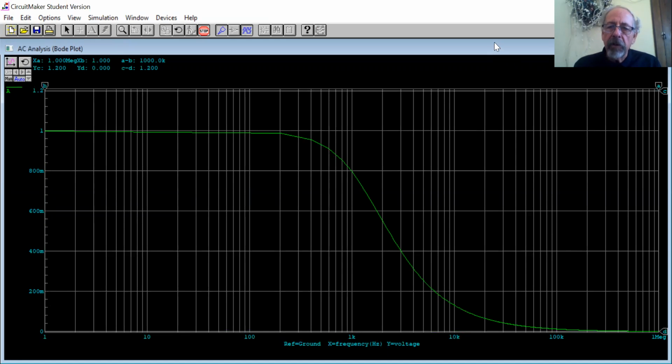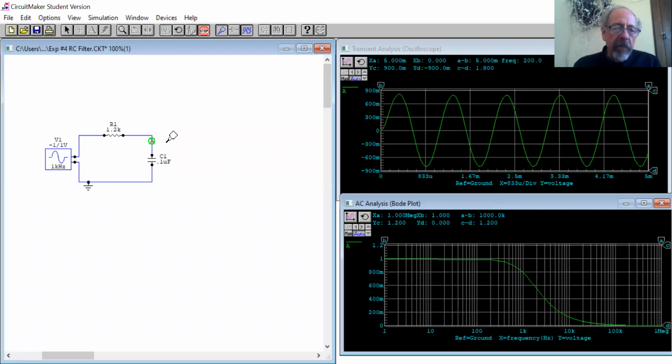Let's go back to the circuit, drag this down here. And why would that be? Well, you might want to recall that a capacitor has reactance, and reactance is given by the equation 1 over 2 pi fc. So when f goes towards 0, reactance heads towards infinity.